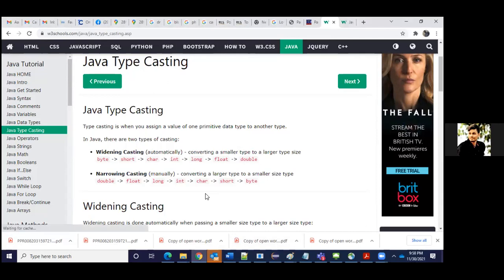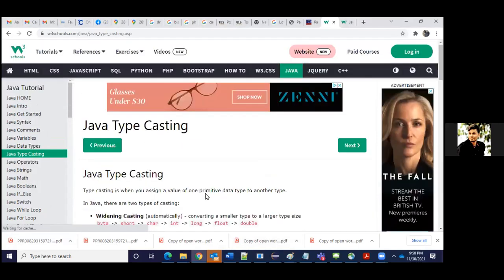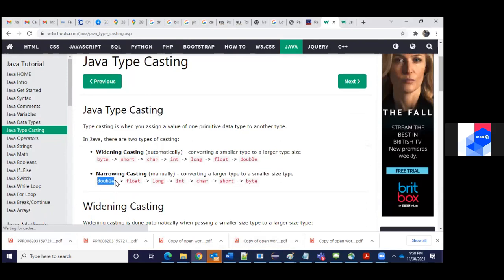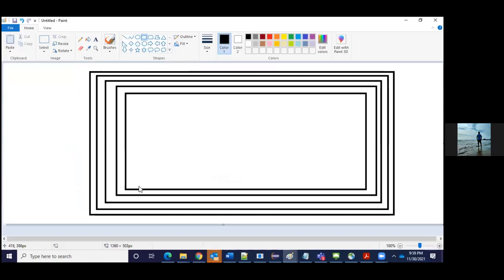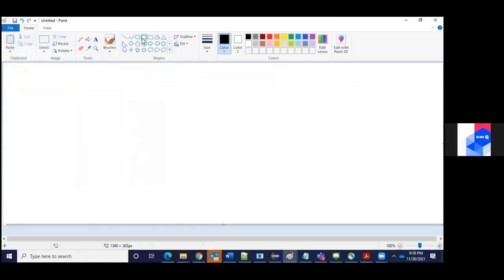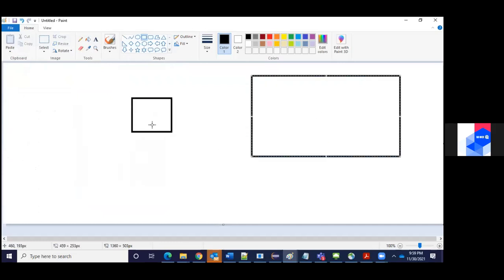Can you repeat that one? Okay. Now tell me this, what is the size of the double? 8 bytes. And where you are converting this to? 4 bytes. So, which is the bigger box? The double. Which is the smaller box? Float. So when you are trying to put the bigger box into the smaller box, it will be difficult. When you try to fit this box inside here, how is it going to fit? It's not going to fit, right?